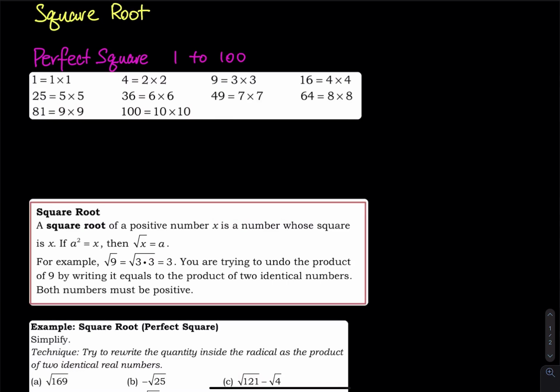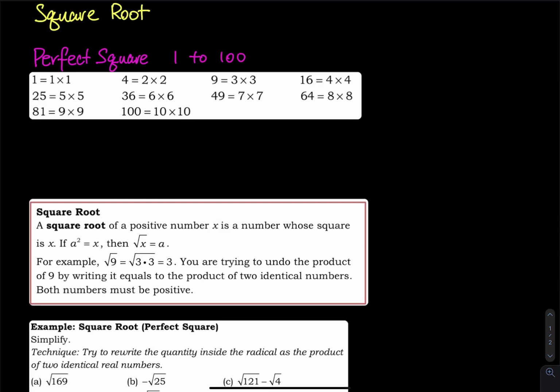In this video, we are going to talk about square roots. Before we talk about square roots, I would like to take a look at the perfect squares from 1 to 100. So what is a perfect square? Let's say 1 times 1 is equal to 1. So 1 is a perfect square.